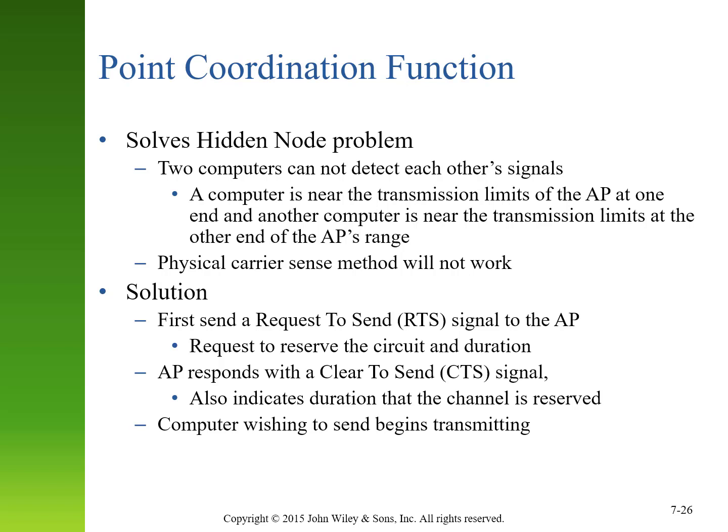So this is called the hidden node problem, and the way that we solve this is by moving from a distributed coordination function to a point coordination function. A device that wants to communicate first sends a request to send signal to the access point, waits to receive a clear to send signal, and then begins transmitting. In modern Wi-Fi networks, the request to send and clear to send channel is separate from the rest of the channels for actually sending data.